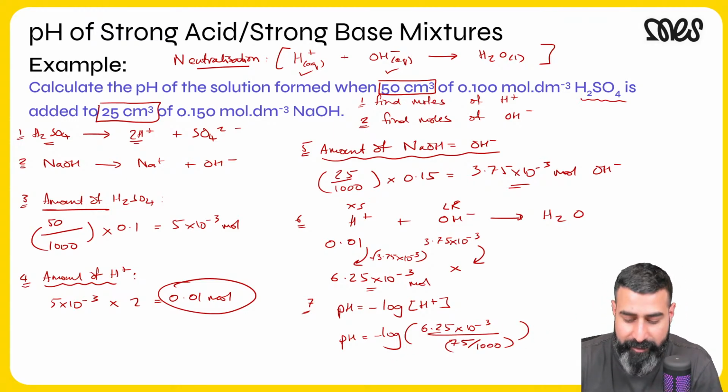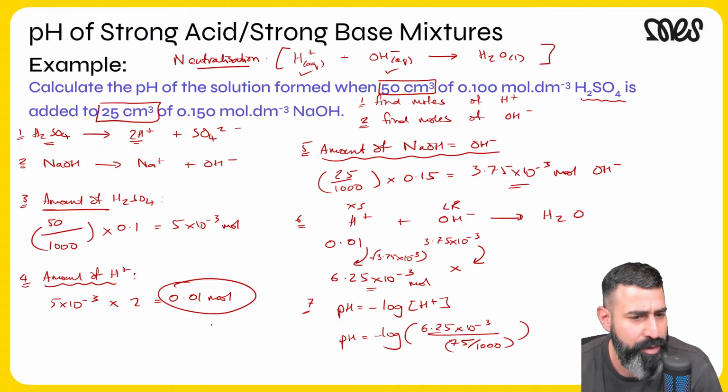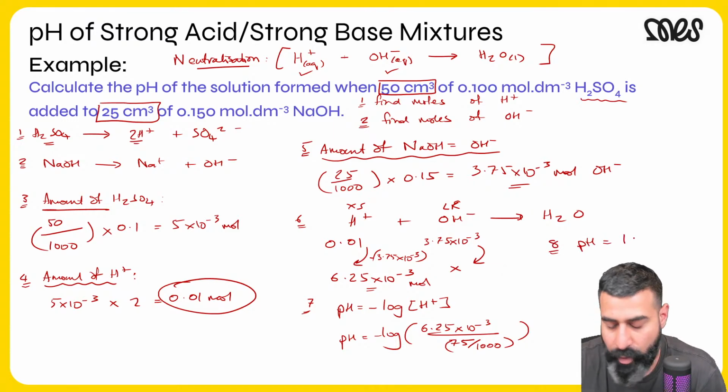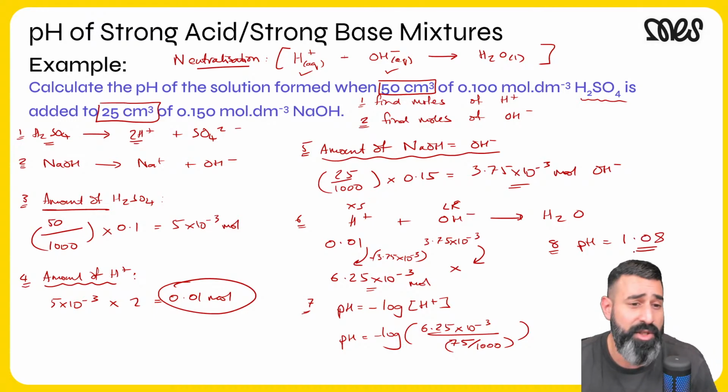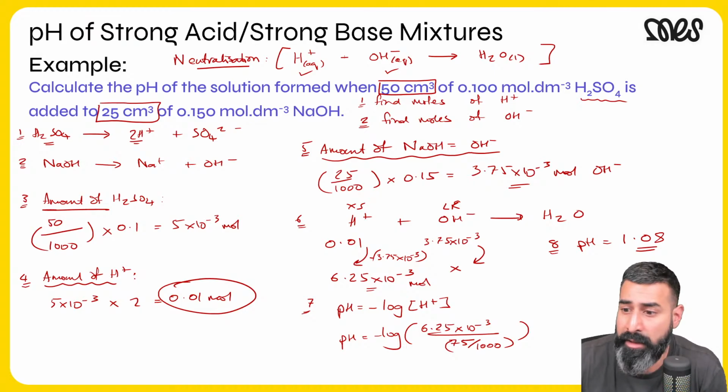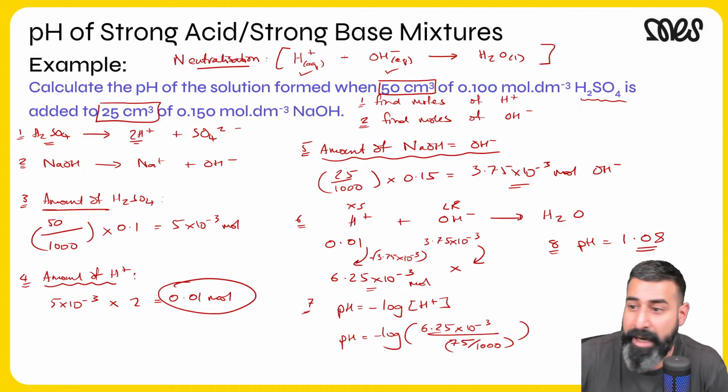So what does that give us? So 6.25 times 10 to the minus 3 divided by 75 over 1,000. Yeah, we're diluting it up. And we take the negative log of that value. We should get, in fact, what do we get? 1.08 is what I get. So the pH is equal to 1.08. So we've got a shed load of hydrogen ions still floating around after that neutralization reaction. In fact, it wasn't even fully neutralized, right? So yeah, 1.08, well done.